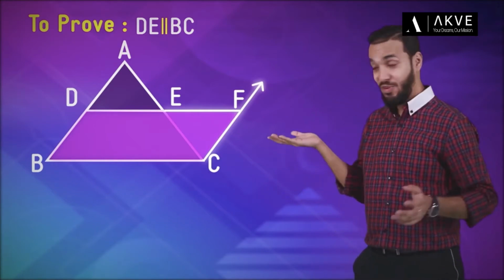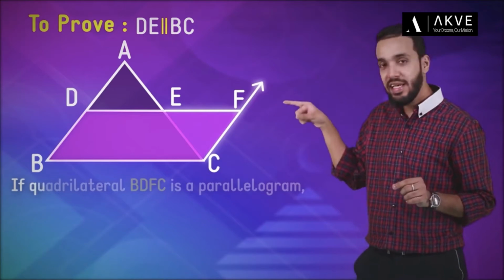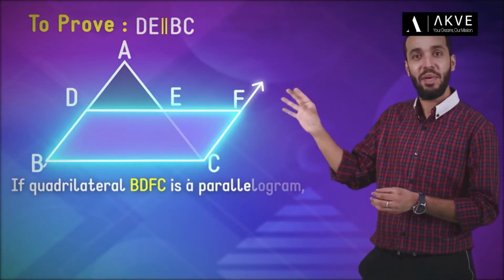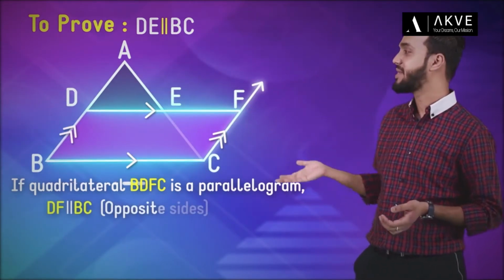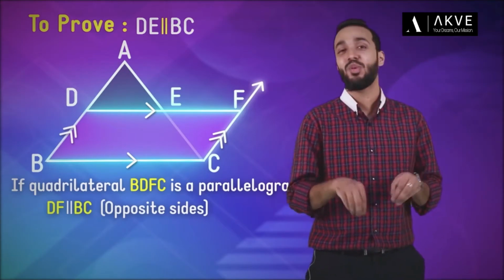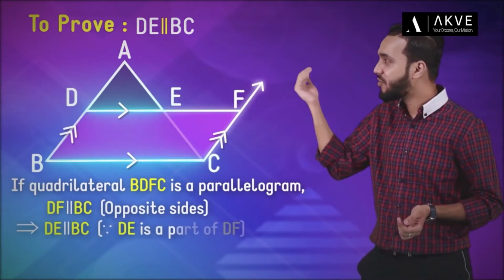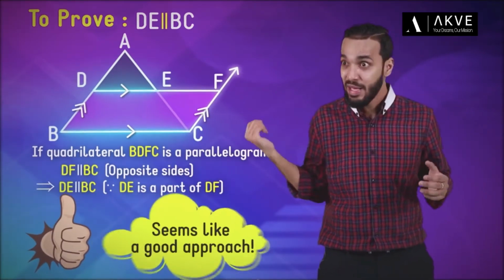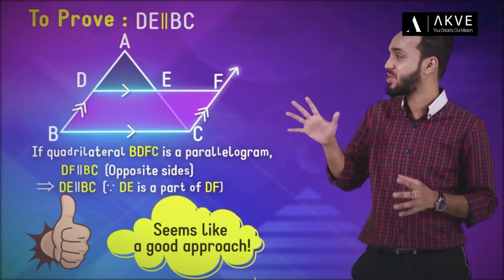Whoa! We are finally getting somewhere. If we can somehow prove that this quadrilateral BDFC is indeed a parallelogram, it would imply that opposite sides DF and BC are parallel. This would automatically prove that DE, which is a part of DF, is also parallel to BC. This seems like a good approach, isn't it? Let's see how far we go with this one.